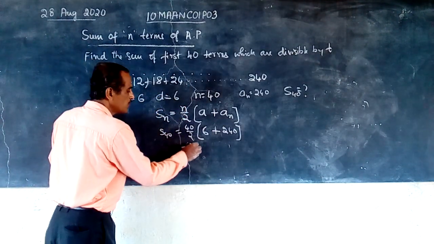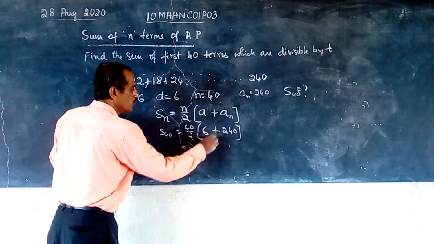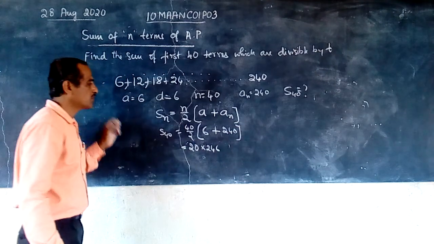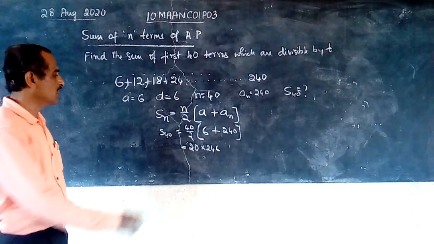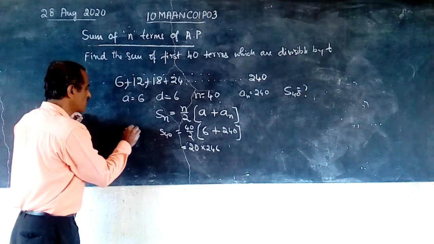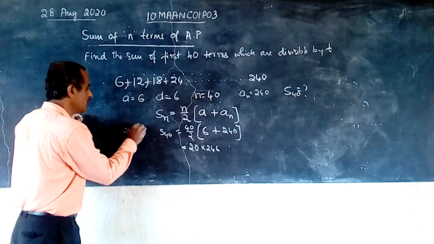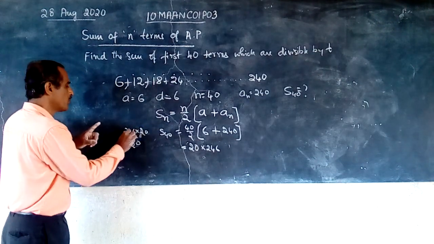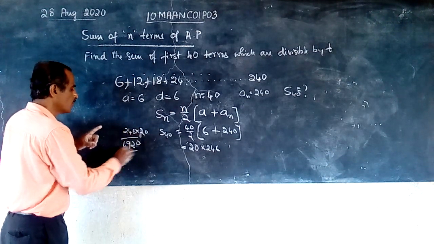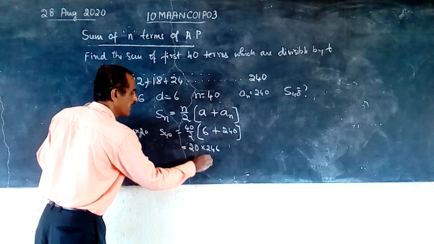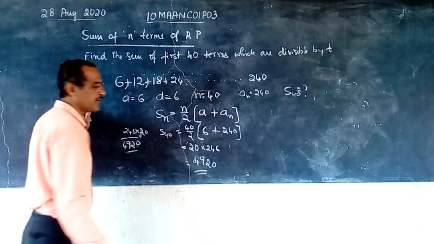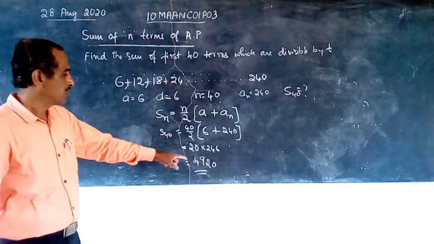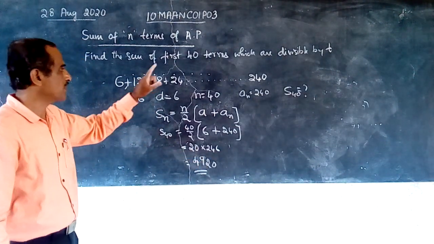So 40 by 2 is 20. 6 plus 240 is equal to 246. Multiply this: 246 into 20. What is the answer? 2 sixes are 12, 2 fours are 8 plus 1 is 9, 2 twos are 4. So the answer is 4920. The product of 20 and 246 is 4920. So this is the sum of the first 40 terms.